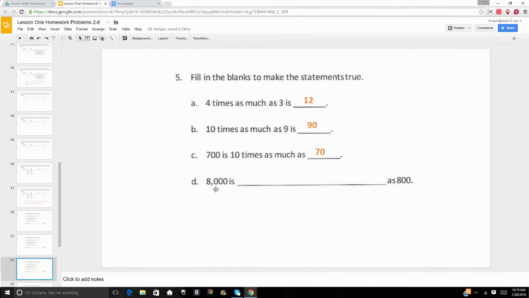And finally, 8,000 is, and when we have a very long line, we know we do 10 times as much. So 8,000 is 10 times as much as 800, because if we move over from the hundreds place, we move to the thousands place.